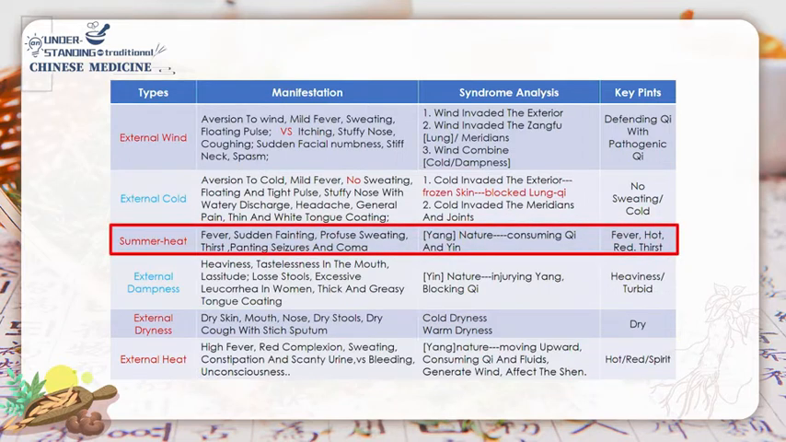As the one and only exterior pathogenic factor of yang nature in summer, summer heat tends to consume qi and yin and is easily accompanied by dampness.